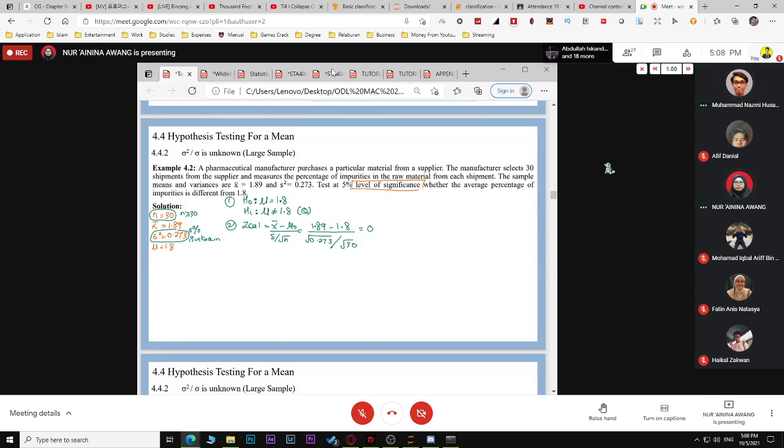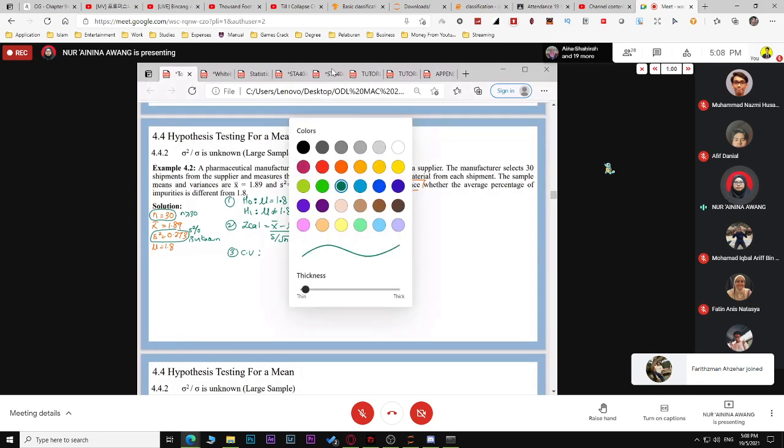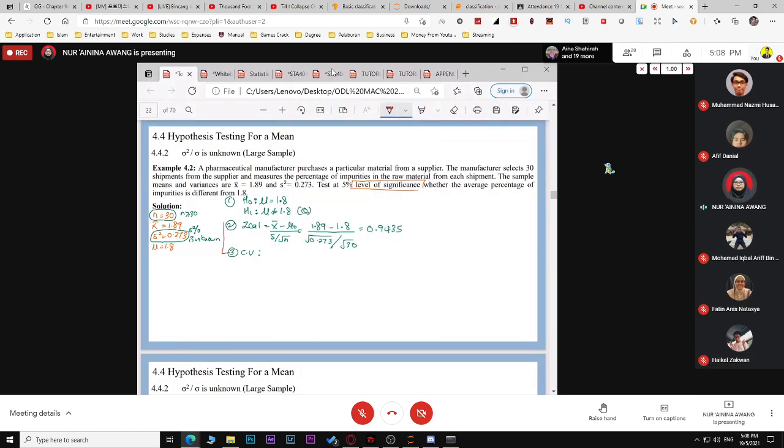0.9435. Okay, so this is the value. And then for our critical value, since this is the case for two-tail, your critical value dia akan jadi plus minus Z alpha over 2. So alpha is 0.05, so alpha over 2 is 0.025. So kita akan ada two value lah. Okay, 1.96.